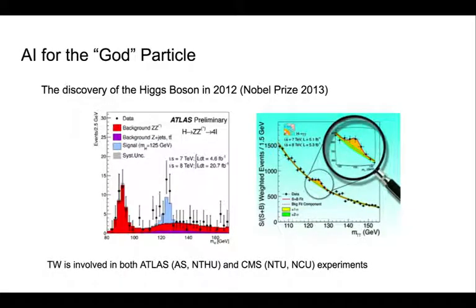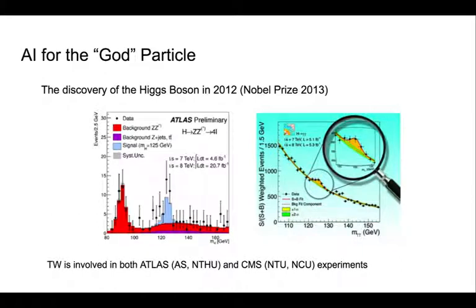All right, from this slide, I'm going to show you a few examples of the applications of AI in physics. The first one is the discovery of the so-called God particle, or the Higgs boson, in 2012, later recognized by the Nobel Prize in 2013. On this slide, you see 2 plots from the ATLAS and CMS experiments. These plots represent 2 different decay channels of the Higgs boson, and you can see there are 2 clear peaks around 125 GeV. That's the signal from the Higgs boson.